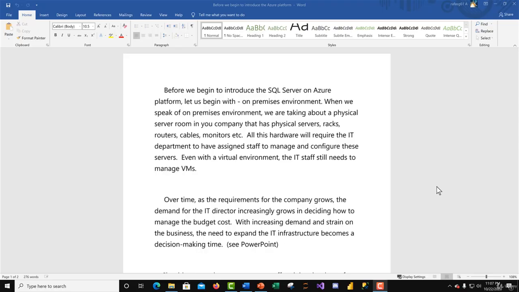Now, all this hardware will require, of course, as you know, the IT department to designate and assign staff to manage and configure all these servers. Even if you have a virtual environment, the IT staff still needs to manage VMs because the VMs are on this physical hardware. So that's the definition of an on-premises. It's basically the server room on your premises.